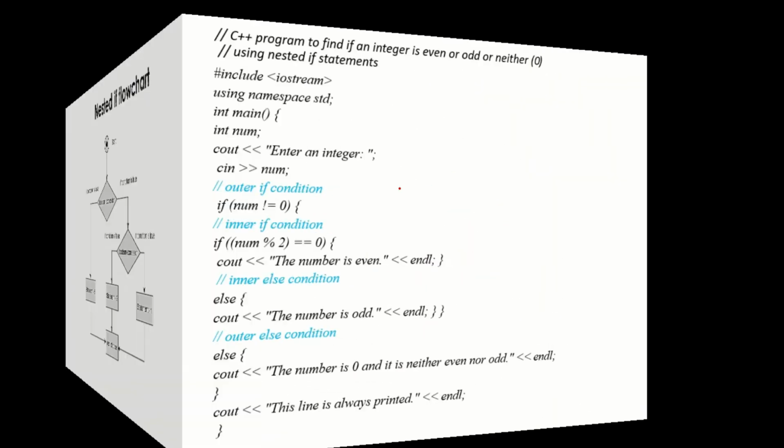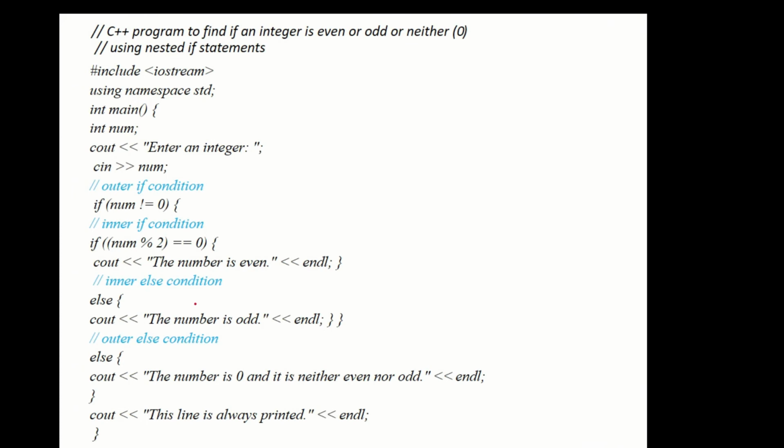Good. Then the next one is the sample code. int main, enter an integer. Okay, the user enters. If number not equal to 0, the first condition. If number modulus 2 equals 0, the second condition. This is the first, this is the second. Cout the number is even. Else cout the number is odd.